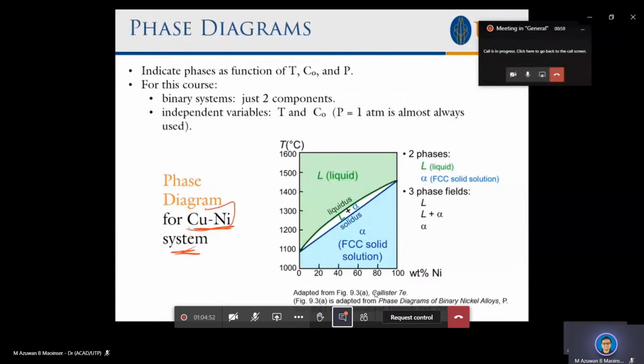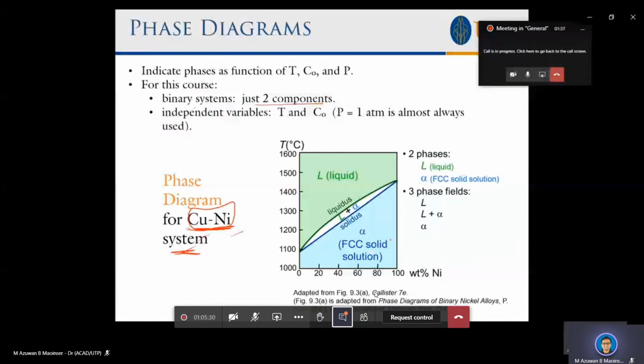Remember, they are of the same electronegativity, same crystal structure, and also similar atomic radius. So they are 100% miscible in each other. They can dissolve in each other 100%. Knowing this is a binary system, you have two components only, copper and nickel, and this is how it looks like. You have two phases, liquid and solid alpha, and alpha is said to be an FCC solid solution.